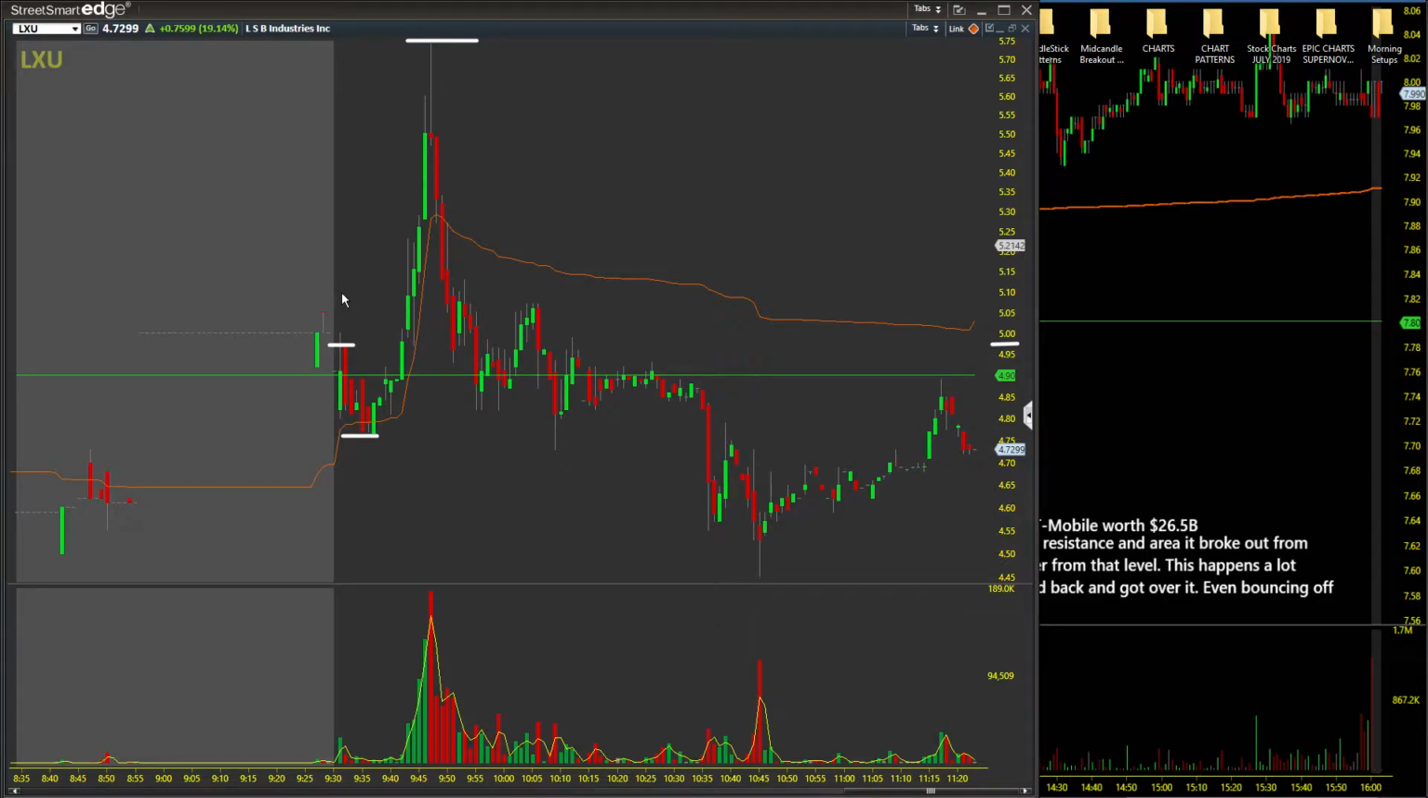That's a bearish sign right there, this long gravestone doji candle. Stock sells all the way down to this $5 level right here, and then pops up to 5.10.